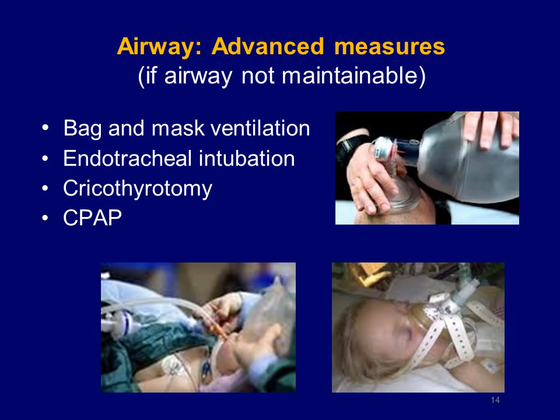If the airway is not secured by simple maneuvers or adjuncts, an advanced airway is required. This includes bag valve mask ventilation. Then preparing for intubation or cricothyrotomy. If the problem is in upper airway, for example in the case of laryngomalacia, we can apply pressure to distend the airway using continuous positive airway pressure or CPAP.